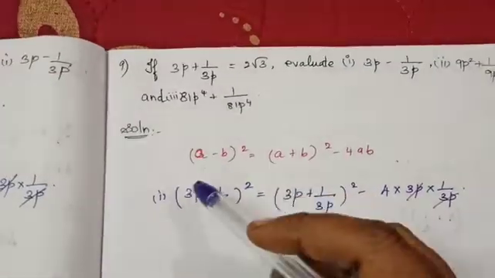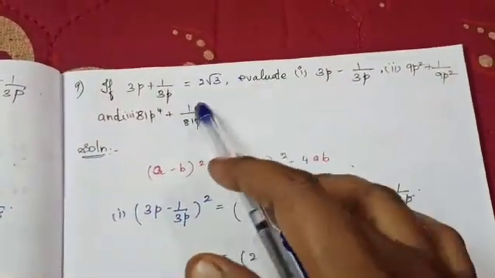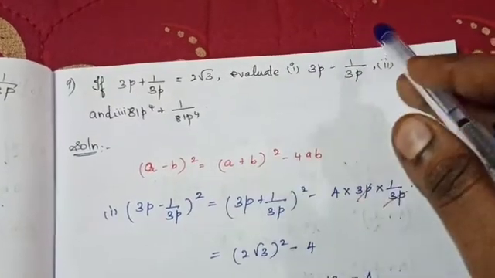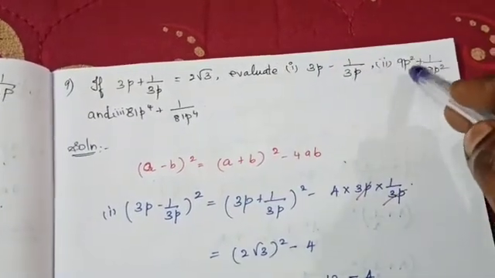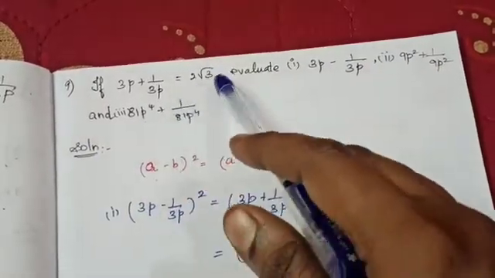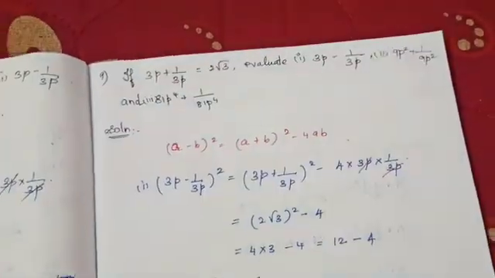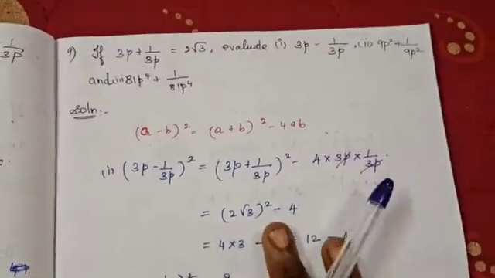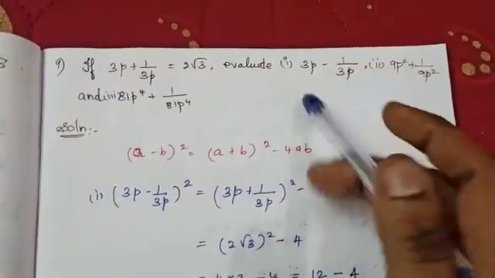Next one, 9th sum. If 3p plus 1 by 3p is equal to 2 root 3, evaluate 3p minus 1 by 3p. Second subdivision, 9p square plus 1 by 9p square and 81p power 4 plus 1 by 81p power 4. The same, only using the corollaries is the main thing. So plus is given, you find the minus, means the same.